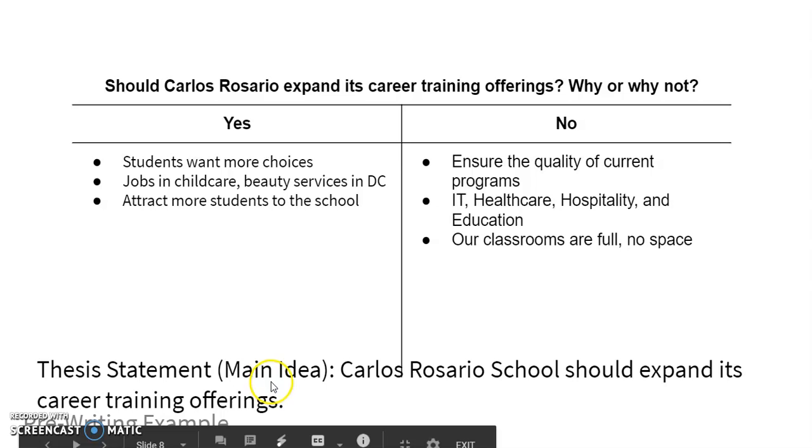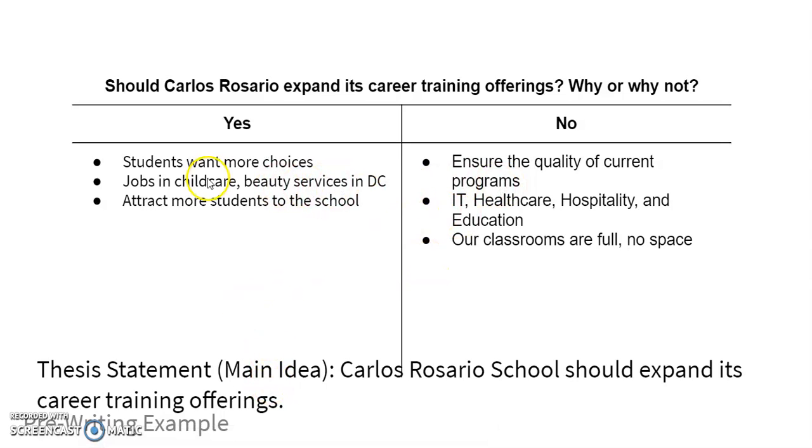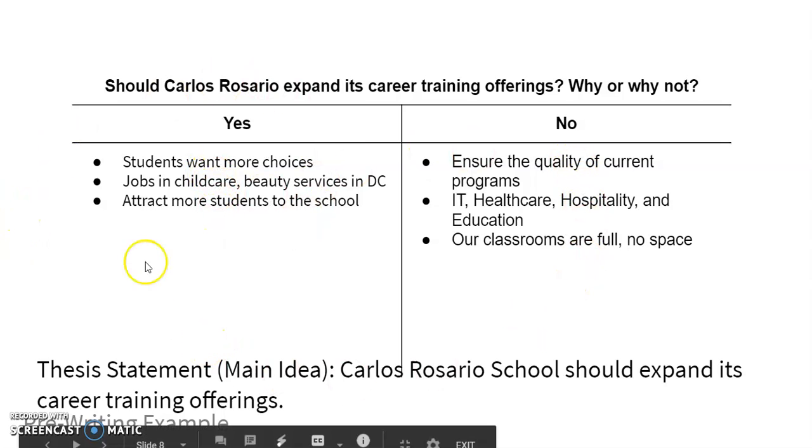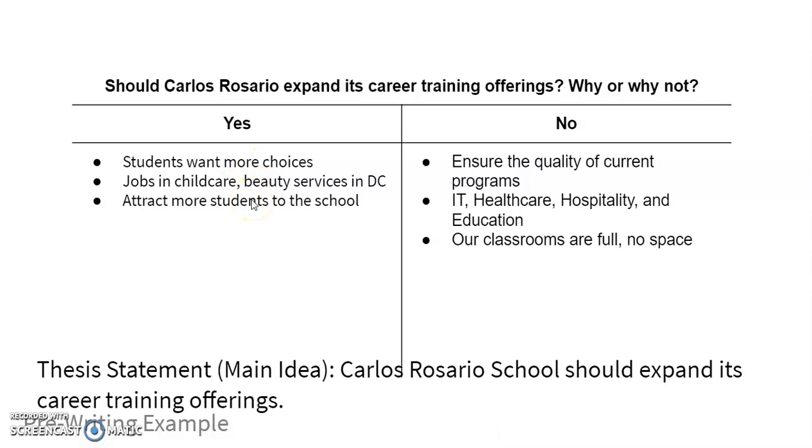So I have my main idea, I have my pre-writing, I have my reasons why yes, and I have my reasons why no. I decided to focus on agreement with this statement. So I'm going to use these ideas now as part of my body paragraphs. I think that students want more choices is a strong reason. And I'm going to write my first body paragraph focused on this.